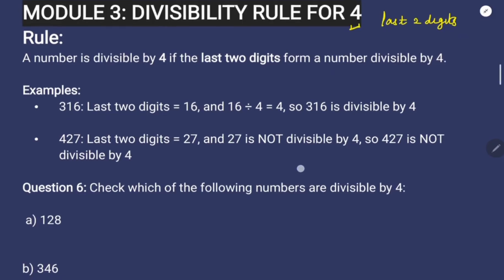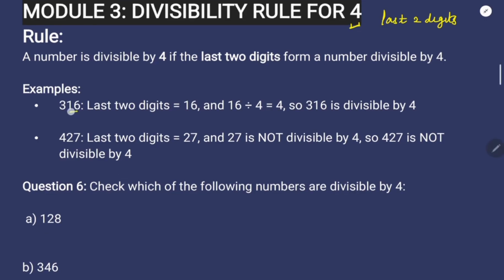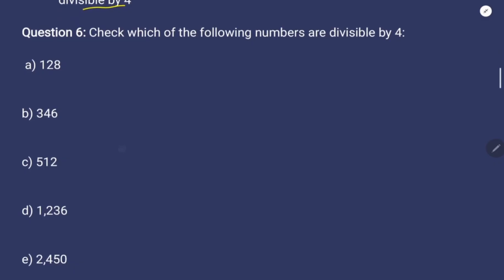Now for 4 you need to see the last 2 digits. No matter how big the number is, we will just notice the last 2 digits. If the last 2 digits are divisible by 4, you will say yes, this whole number is divisible by 4. If the last 2 digits are not divisible by 4, then you will say this number is not divisible by 4. Simple, right? Okay, so we have here, check which of the following numbers are divisible by 4.